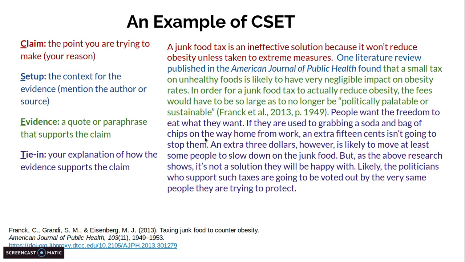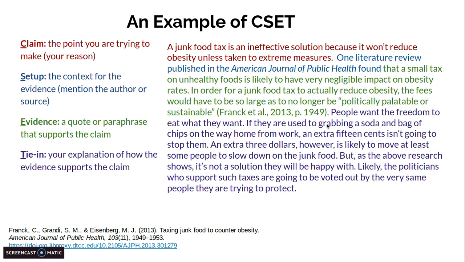People want the freedom to eat what they want. If they are used to grabbing a soda and a bag of chips on the way home from work, an extra 15 cents isn't going to stop them. An extra $3, however, is likely to move at least some people to slow down on the junk food. But as the above research shows, it's not a solution they will be happy with. Likely, the politicians who support such taxes are going to be voted out by the very same people they are trying to protect.